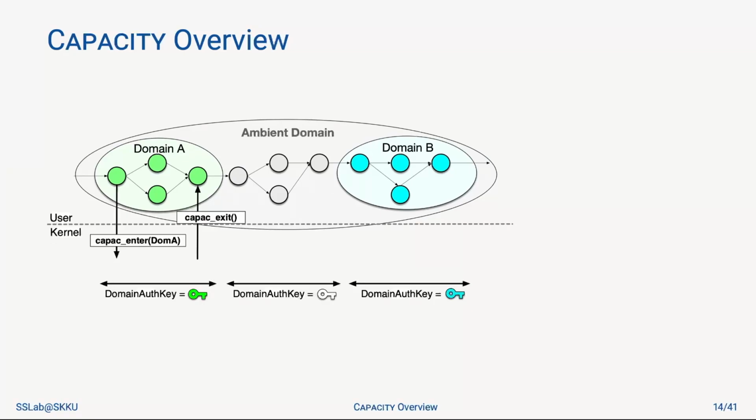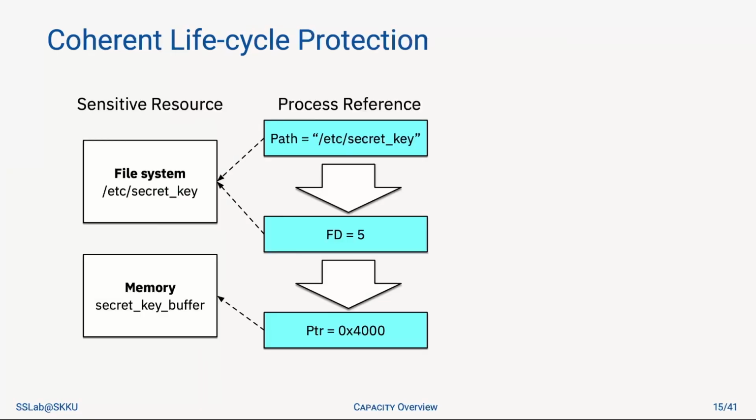Capacity identifies each domain with a unique pointer authentication key called the domain authentication key. And upon entering a domain, Capacity switches the kernel-managed PA key to the domain authentication key. In the ambient domain, the ambient key is used instead. For each domain, Capacity provides lifecycle protection for the references of the resources.